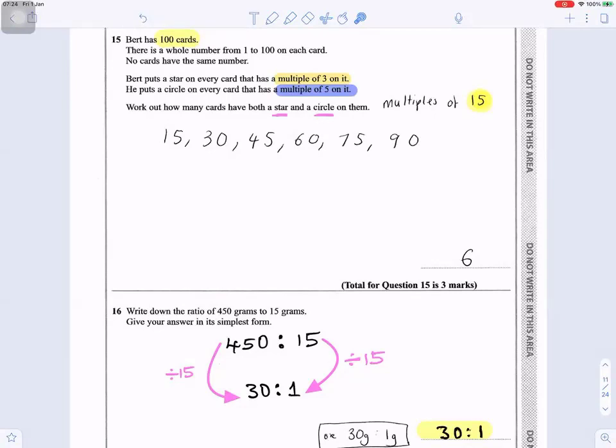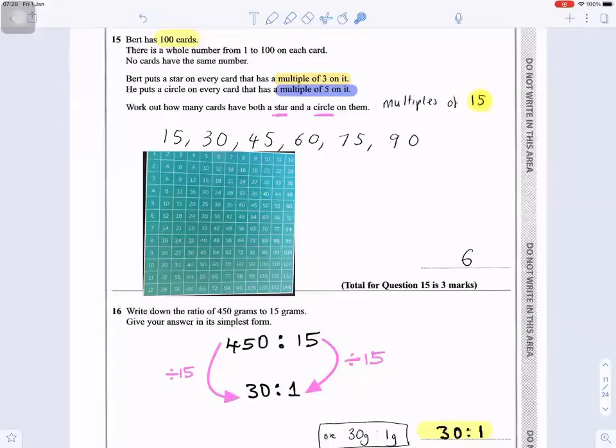So what we want to do is find the multiples of 3, the multiples of 5, and look at the ones that have both a star and a circle. Those will work out to be the multiples of 15. When you look at the multiples of 15, it's 15, 30, 45, 60, 75, 90. And how many of them are there? There are 6 of them.